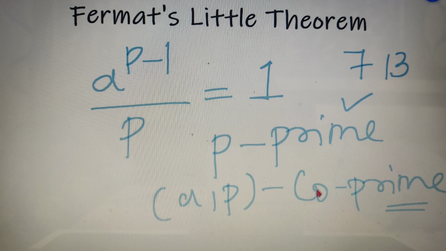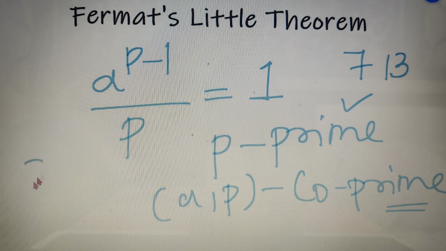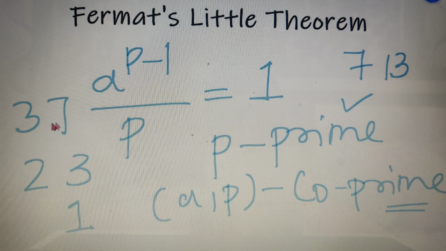Now two numbers are called coprime when there is no common factor between the two numbers except the number 1. So let's take an example for coprime numbers. The number 2 and the number 3 are coprime to each other. This is because they have no other common factor except the number 1. You can also say that 3 and 7 are coprime to each other because they have no other common factor other than the number 1.